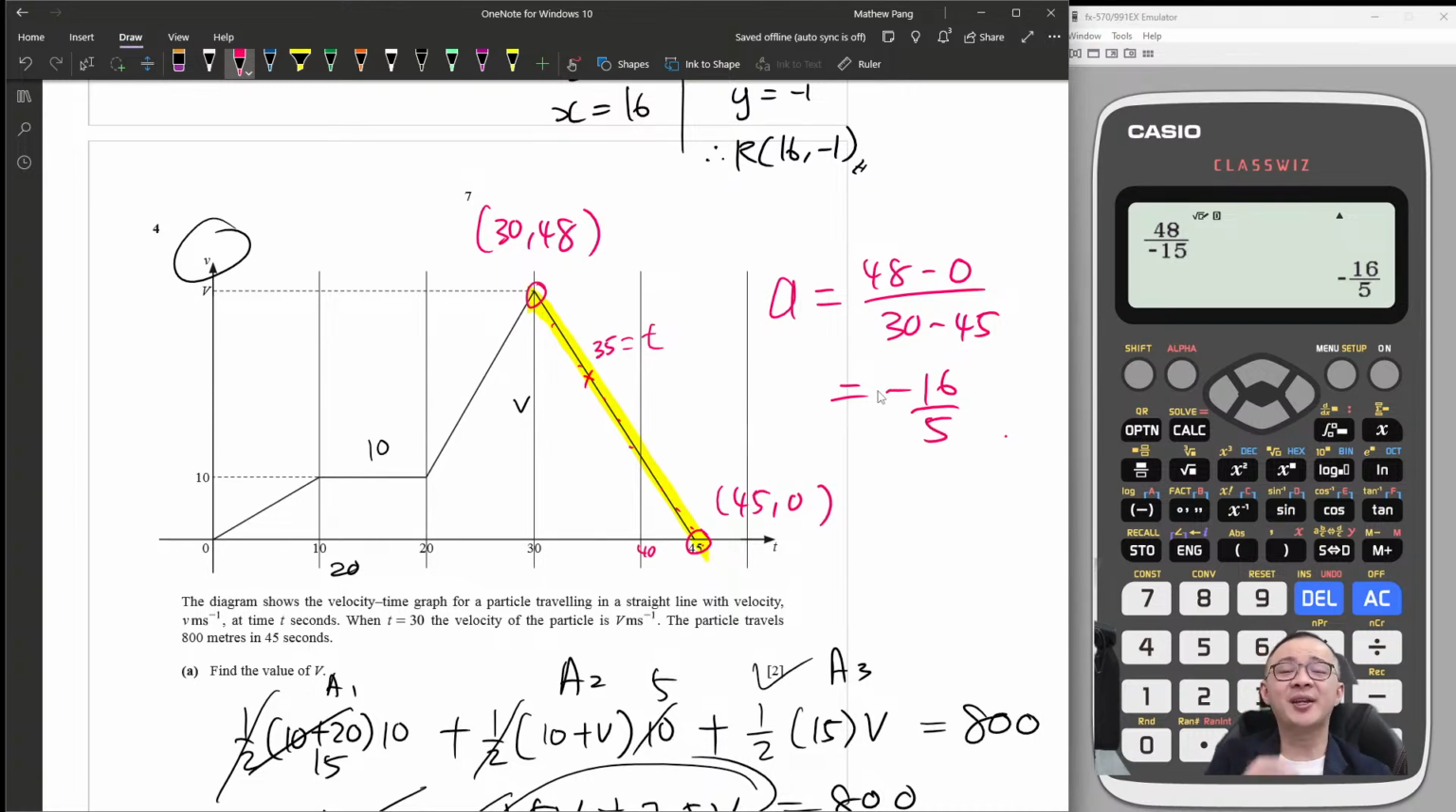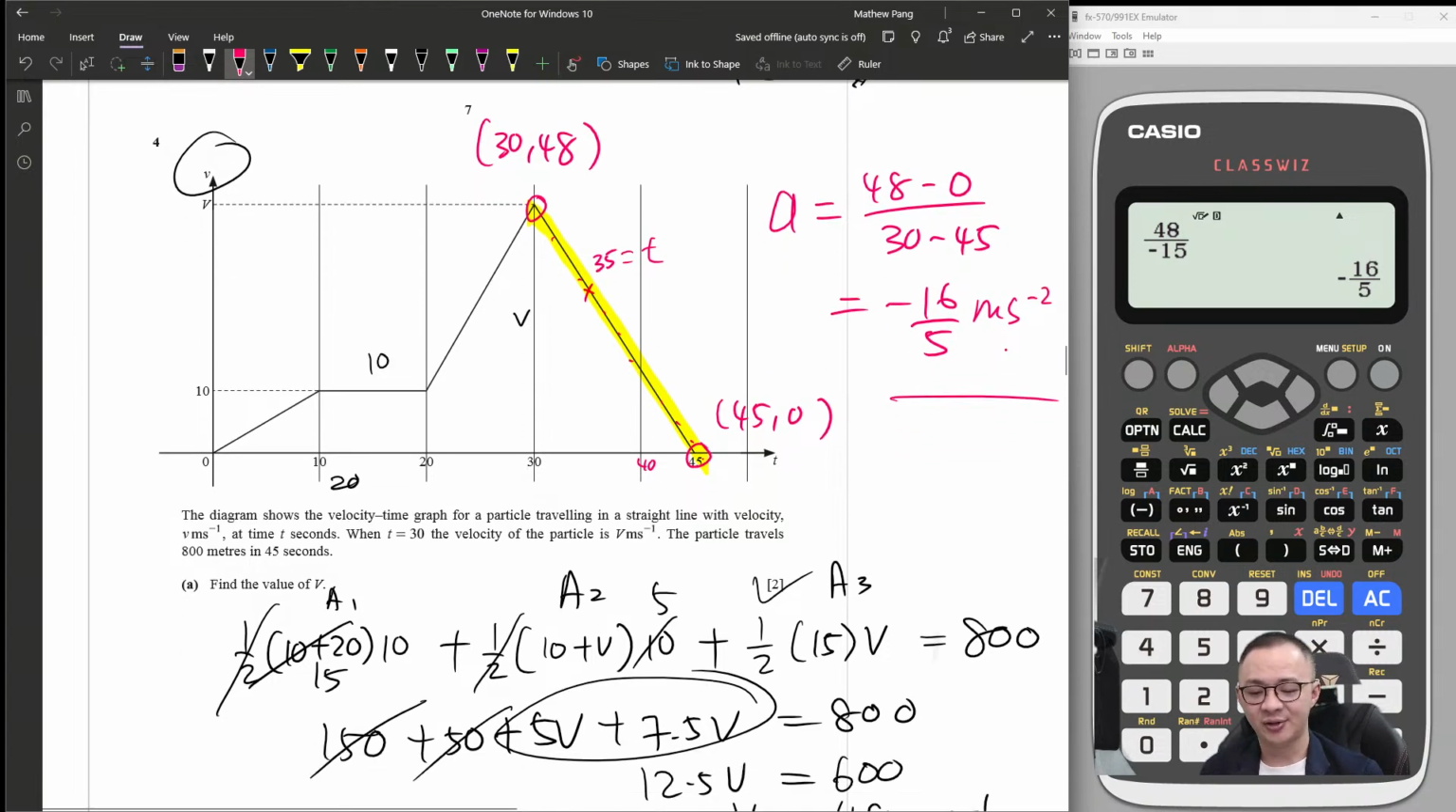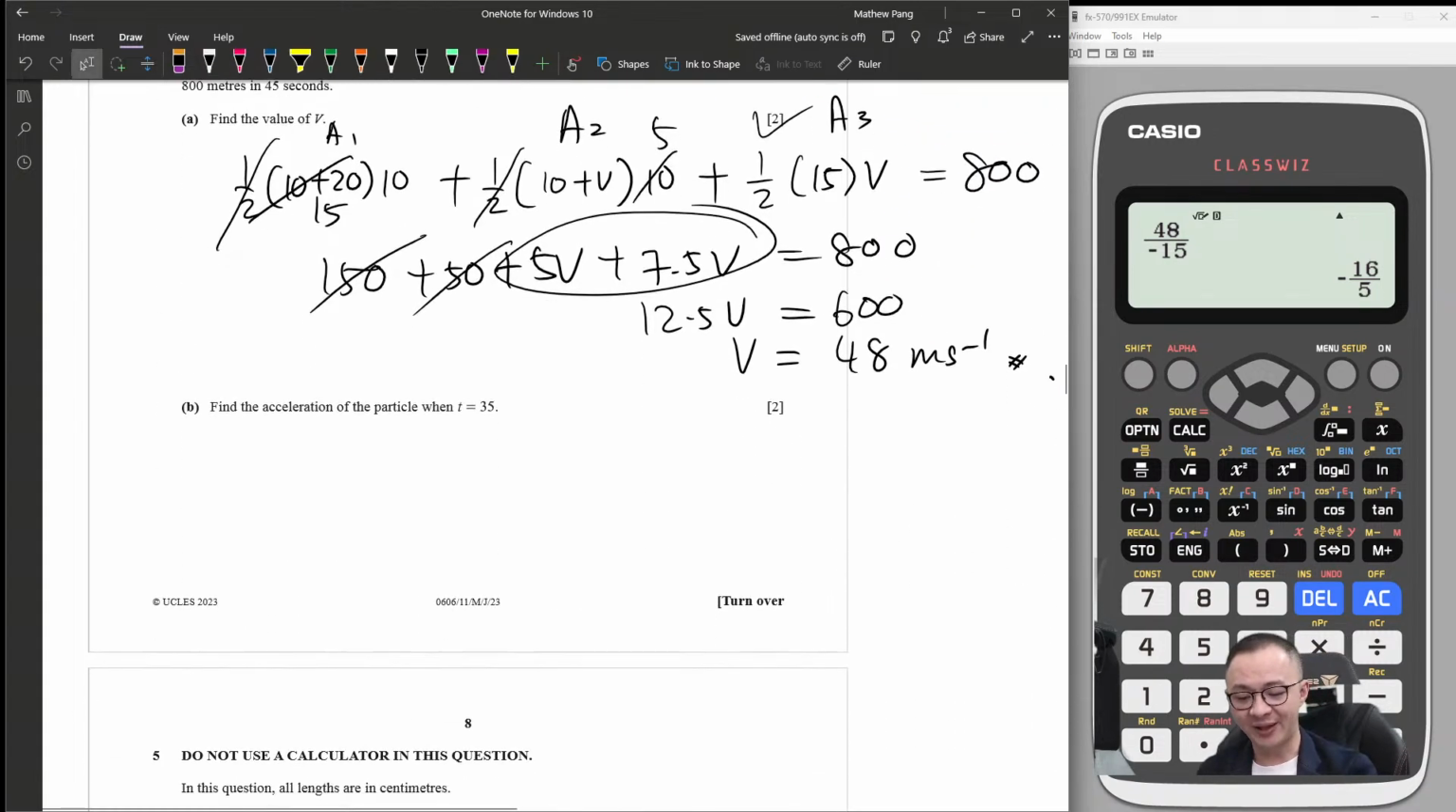Okay, you must be careful. Sometimes the question will say deceleration, then you cannot write the negative. But in this case, they say acceleration, so you should write the negative here. So this will be our answer. So at time 35, they have the same acceleration, so it's the same value. Done, 2 marks.